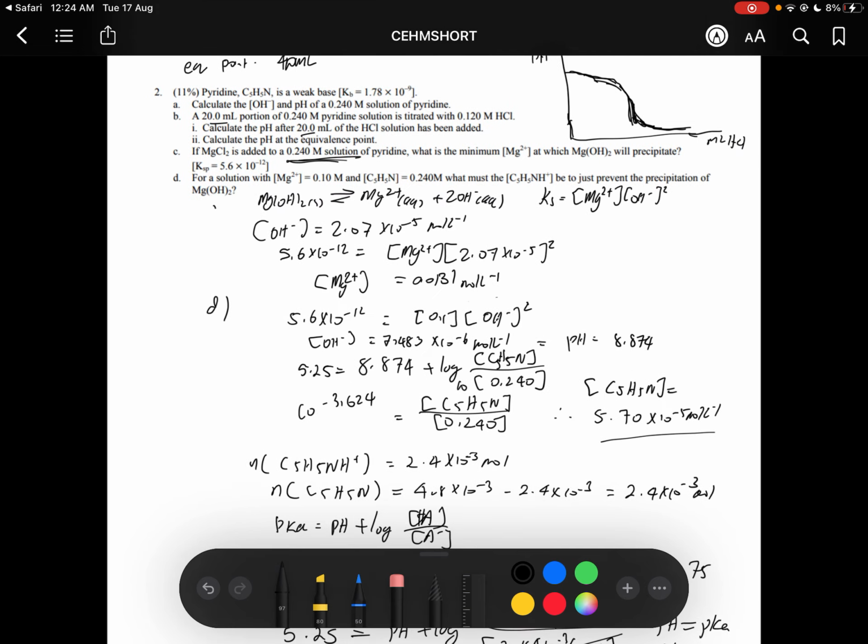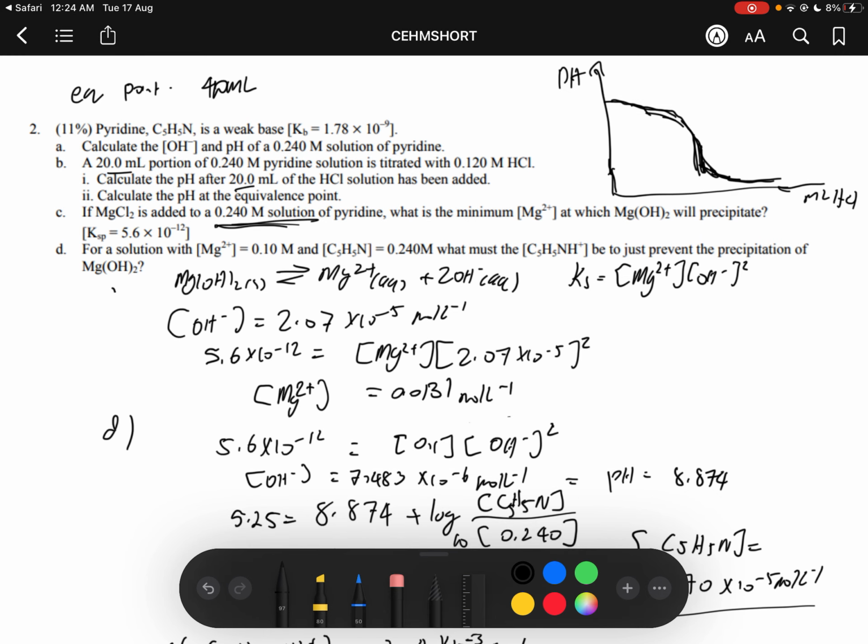And that's it for this little short on equilibrium. This really covers buffers. It covers all of the topics for equilibrium: solubility, titrations, and the acid-base principles.